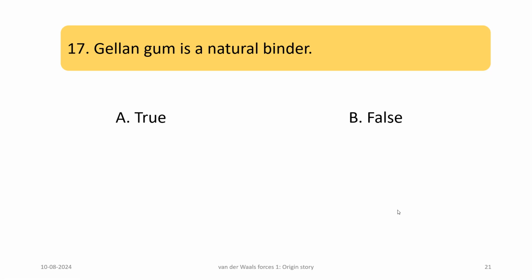Okay, so now we can continue. Next question. Gellan gum is a natural binder. Is it true or false? True, ma'am. It is true. Other types of gums like karaya gum and anacardium gum are also kinds of natural binders.